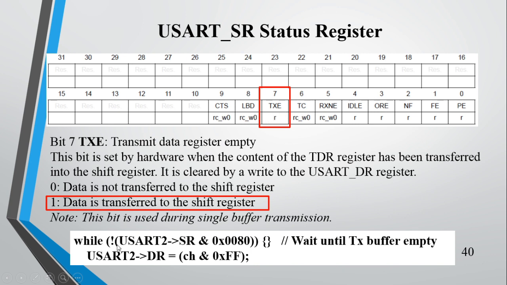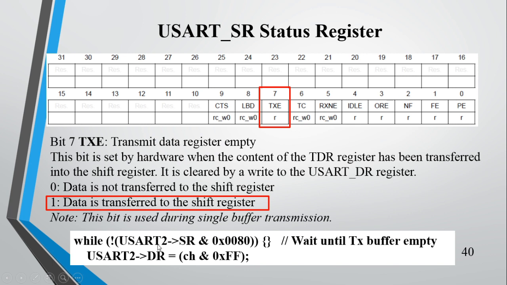I am writing while not of UART SR and 0x0080. Why am I ANDing the status register with 0x80? Because I need to extract the 7th bit and mask all the other bits to 0. So when I am ANDing with 0x0080, I am only extracting this 7th bit and masking all the other bits as 0.